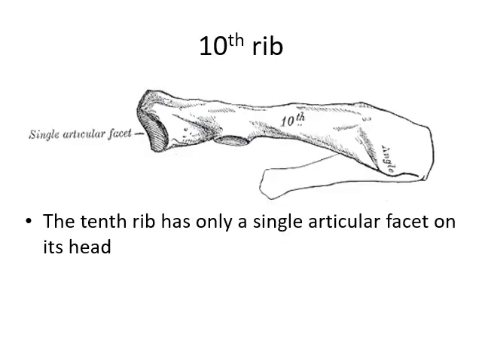And then when you come to the 10th rib, it has all the other parts, however it has only one articular facet on its head. So on the head you get only a single articular facet in the 10th rib.